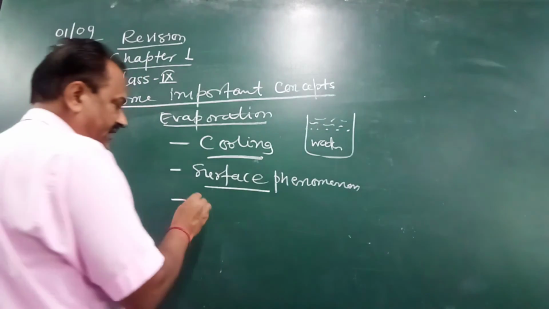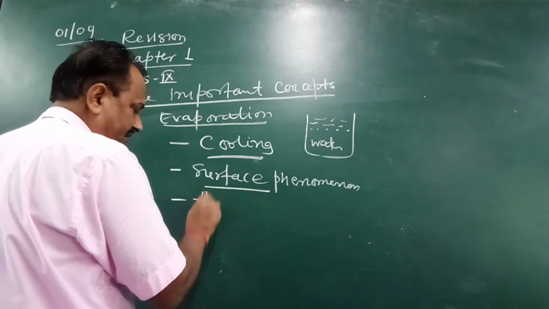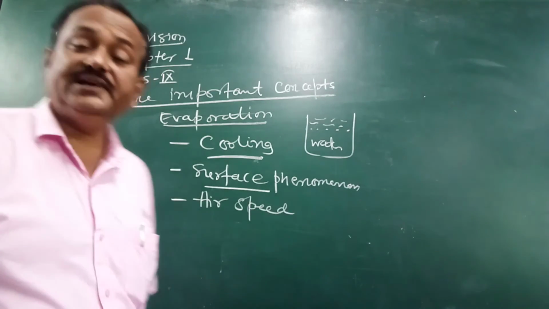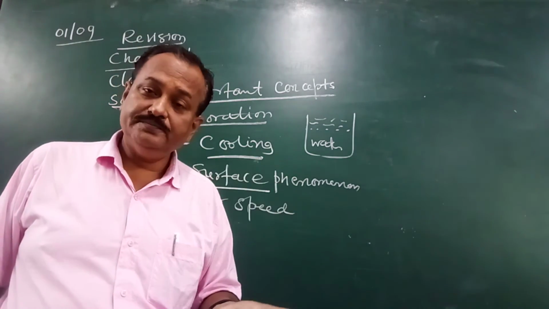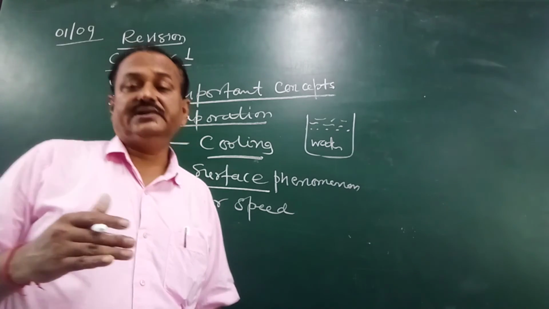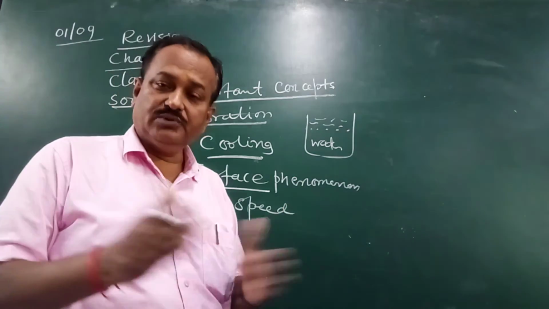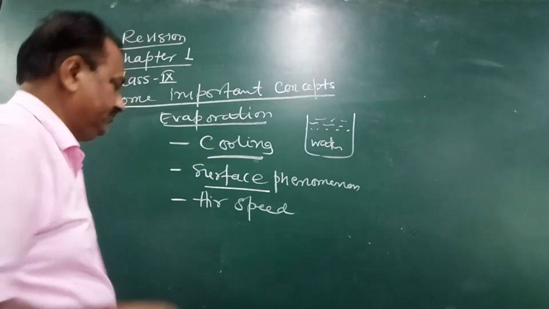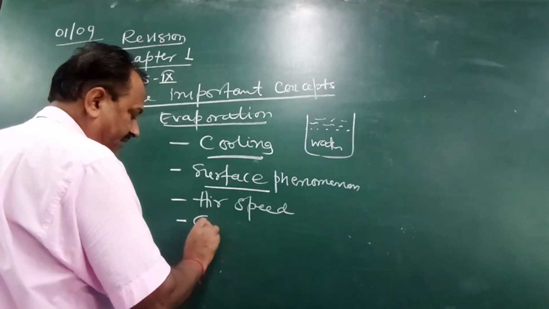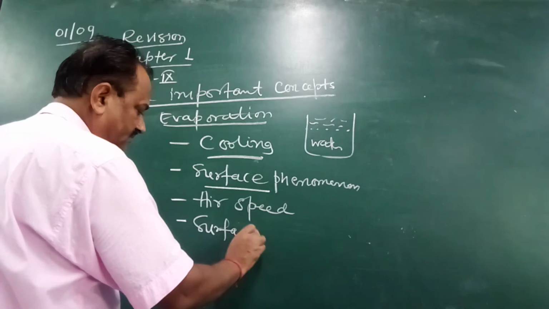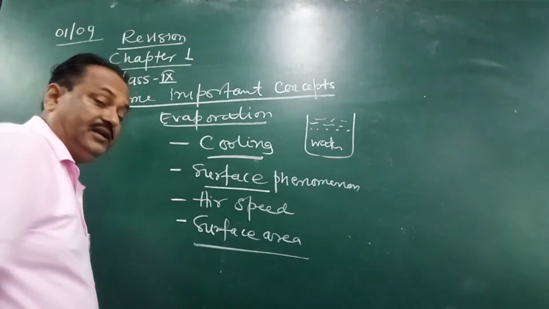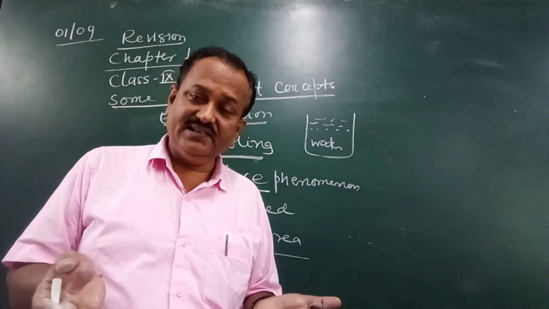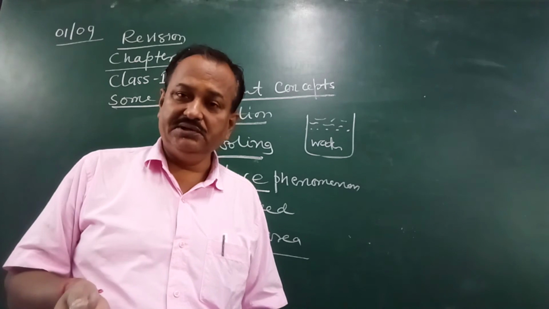Now evaporation is affected by air speed, or speed of air. If air is more, then the vapors of the liquid go very easily from one place to another place, and as a result evaporation will be faster. Then it depends on the surface area. More the surface, more evaporation. Less the surface, less evaporation.